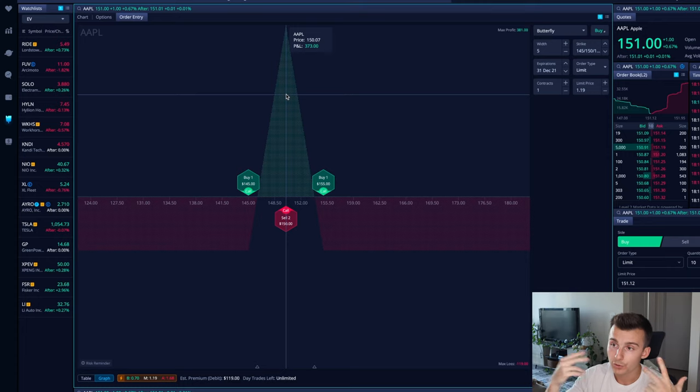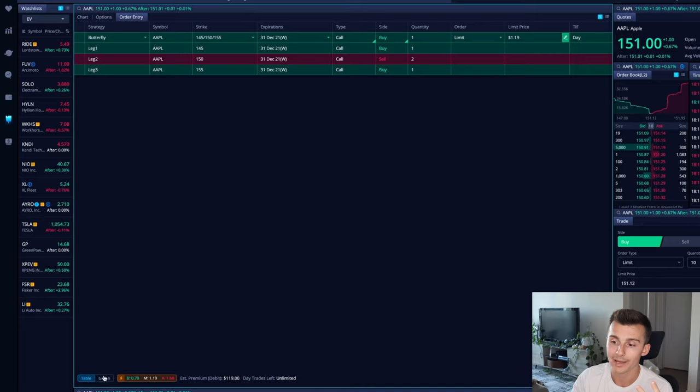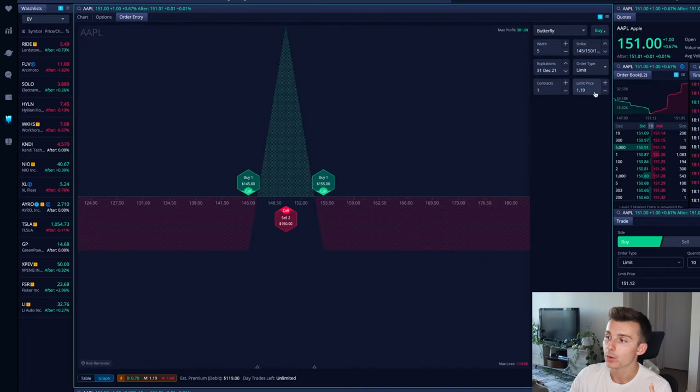Now, when it comes down to putting this order through, you can use the table, or you can use the graph. What you will need to do is go to the limit price right here. What I would recommend is taking the limit price and taking it down a couple notches. Why? Because what we're doing right now is trying to get into a bunch of option contracts at the same time. So it might take longer and it might be more difficult.